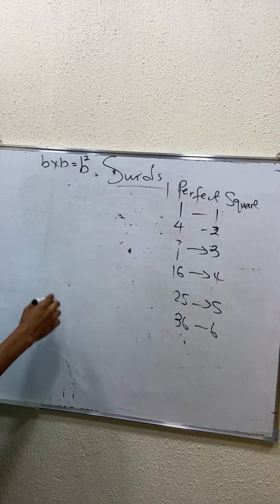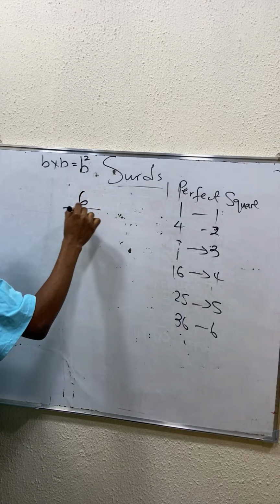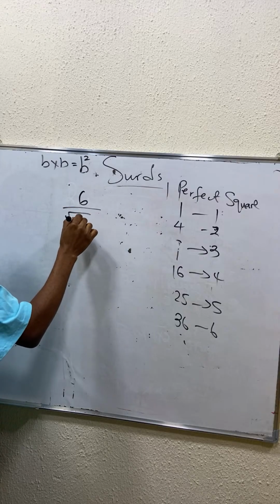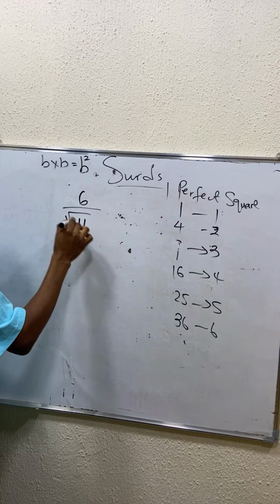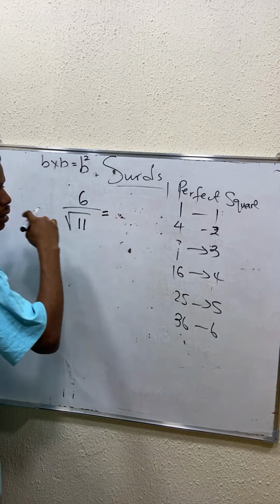Okay, so let's look at this one again. Let's look at 6 over root 11. Okay, can you try 6 over root 11? This will be the last question we are going to solve for today.